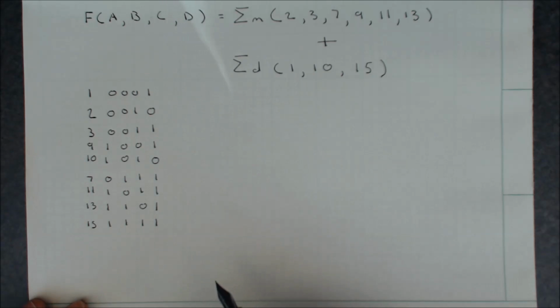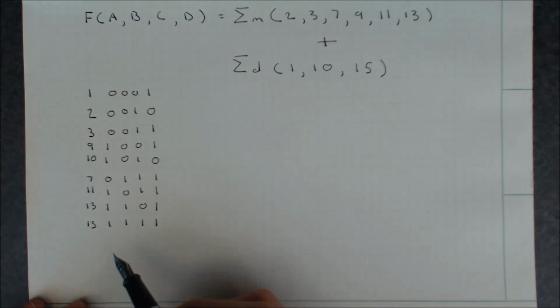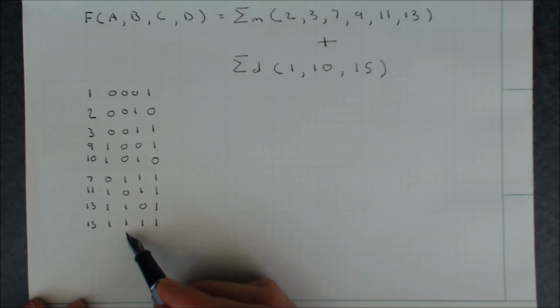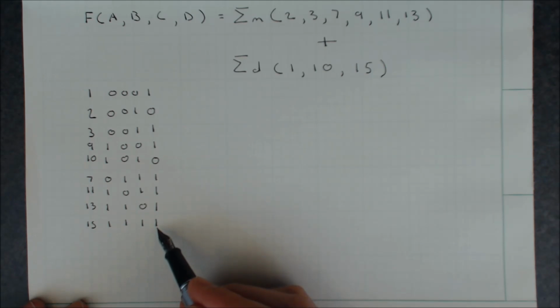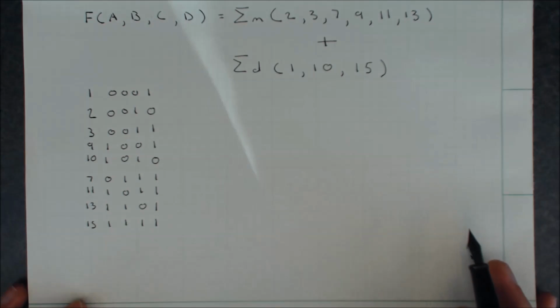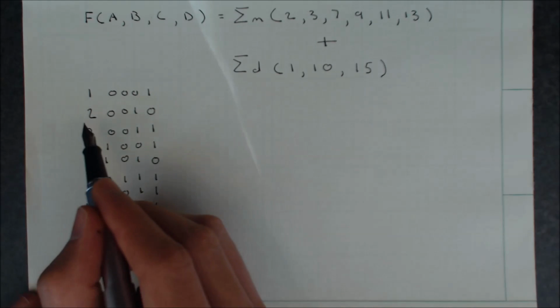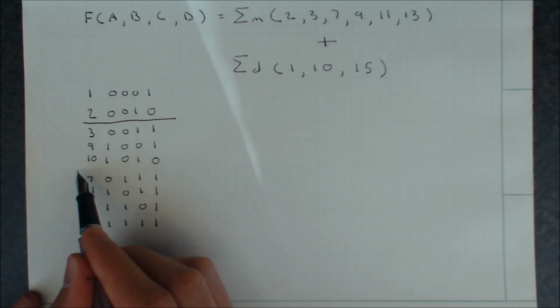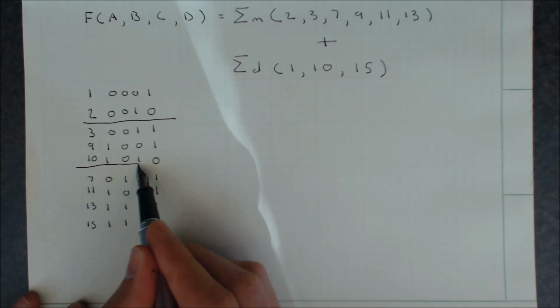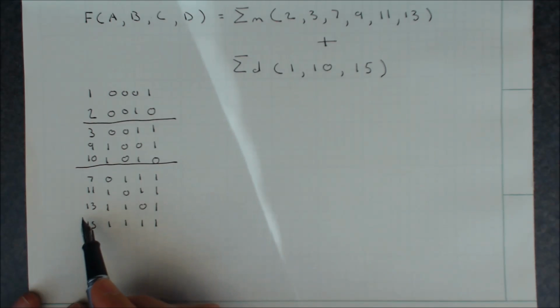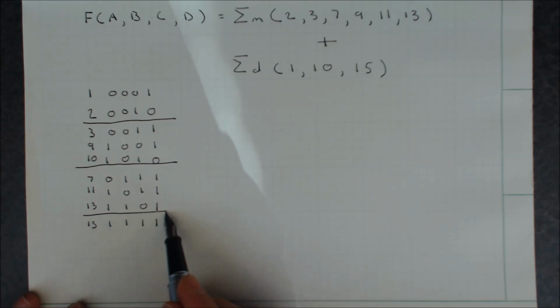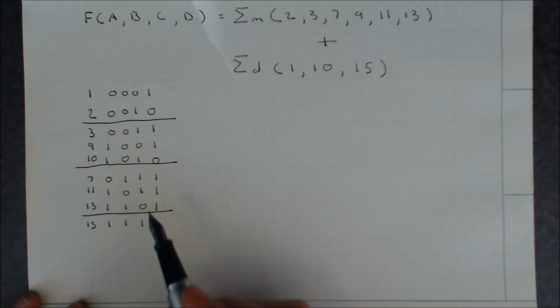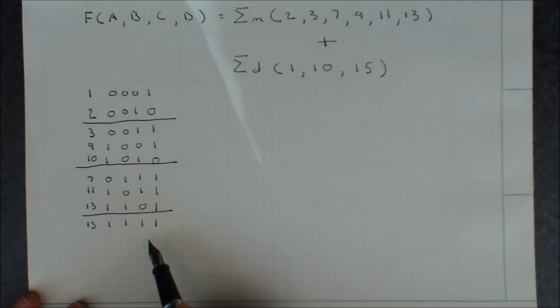And if you're unsure about any of this, you can go ahead and check back where we have 8 plus 4 plus 2 plus 1. 8 plus 4 is 12, plus 2 is 14, plus 1 is 15. Now the next thing we're going to do is separate these into their respective groups. So we separate them into groups of one 1, groups of two 1s, groups of three 1s, and then groups of four 1s.